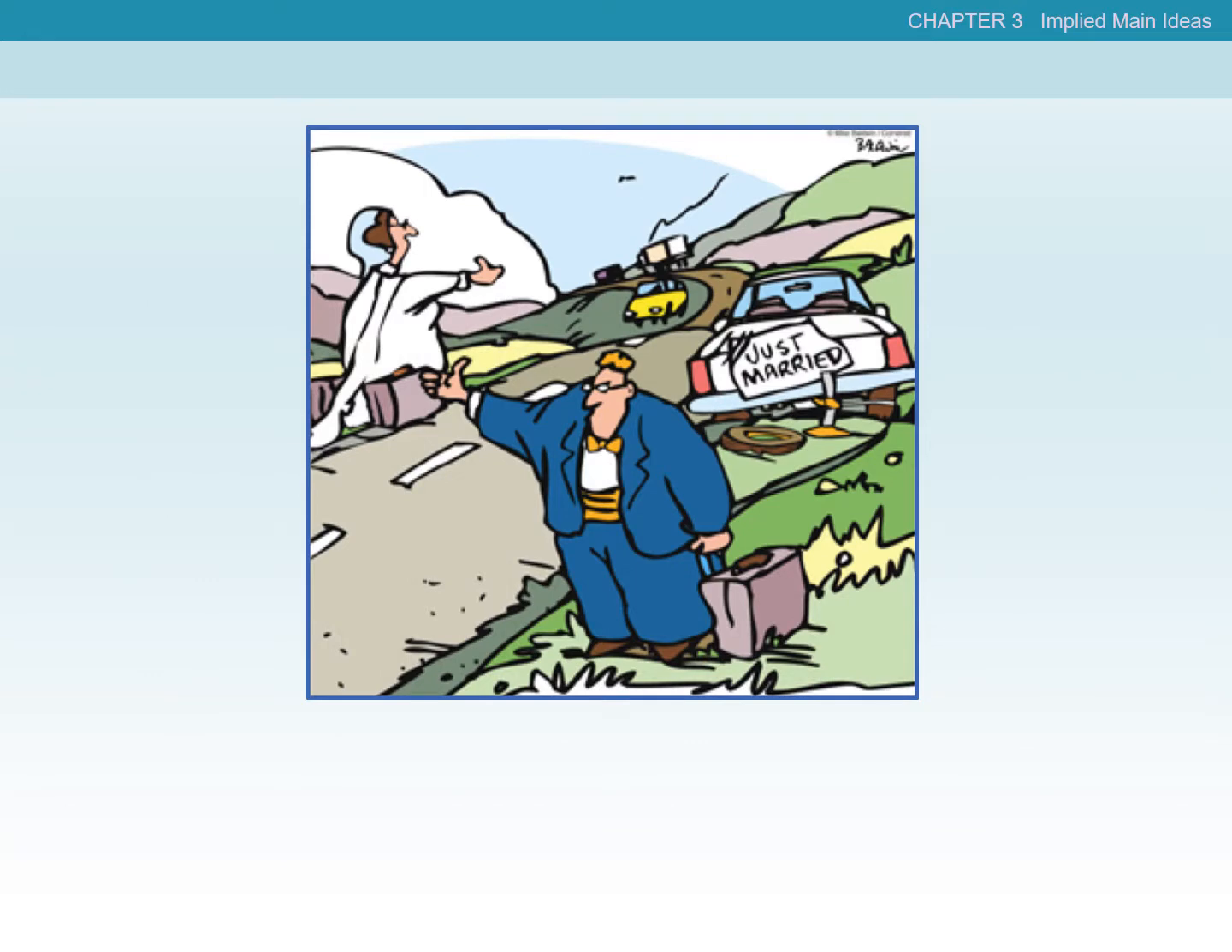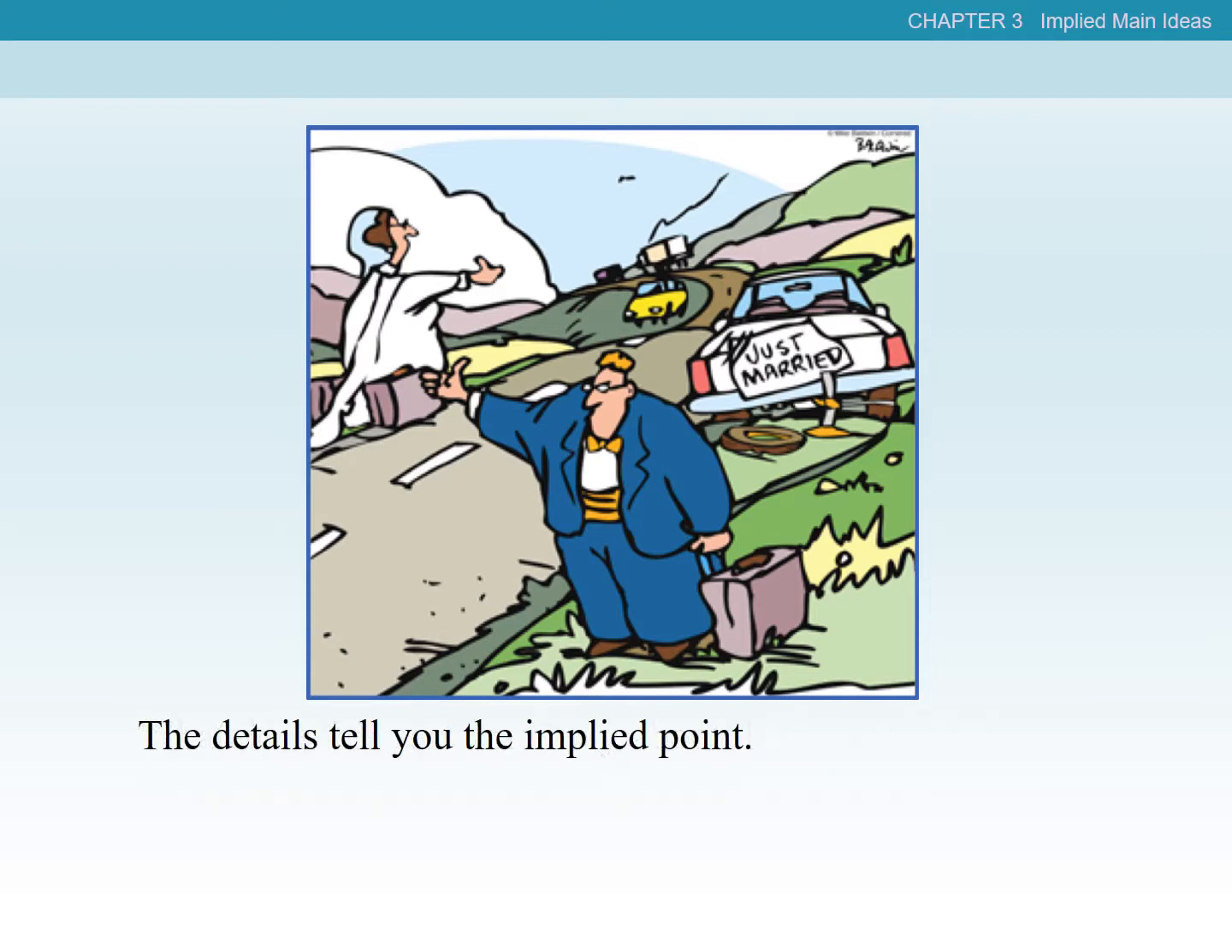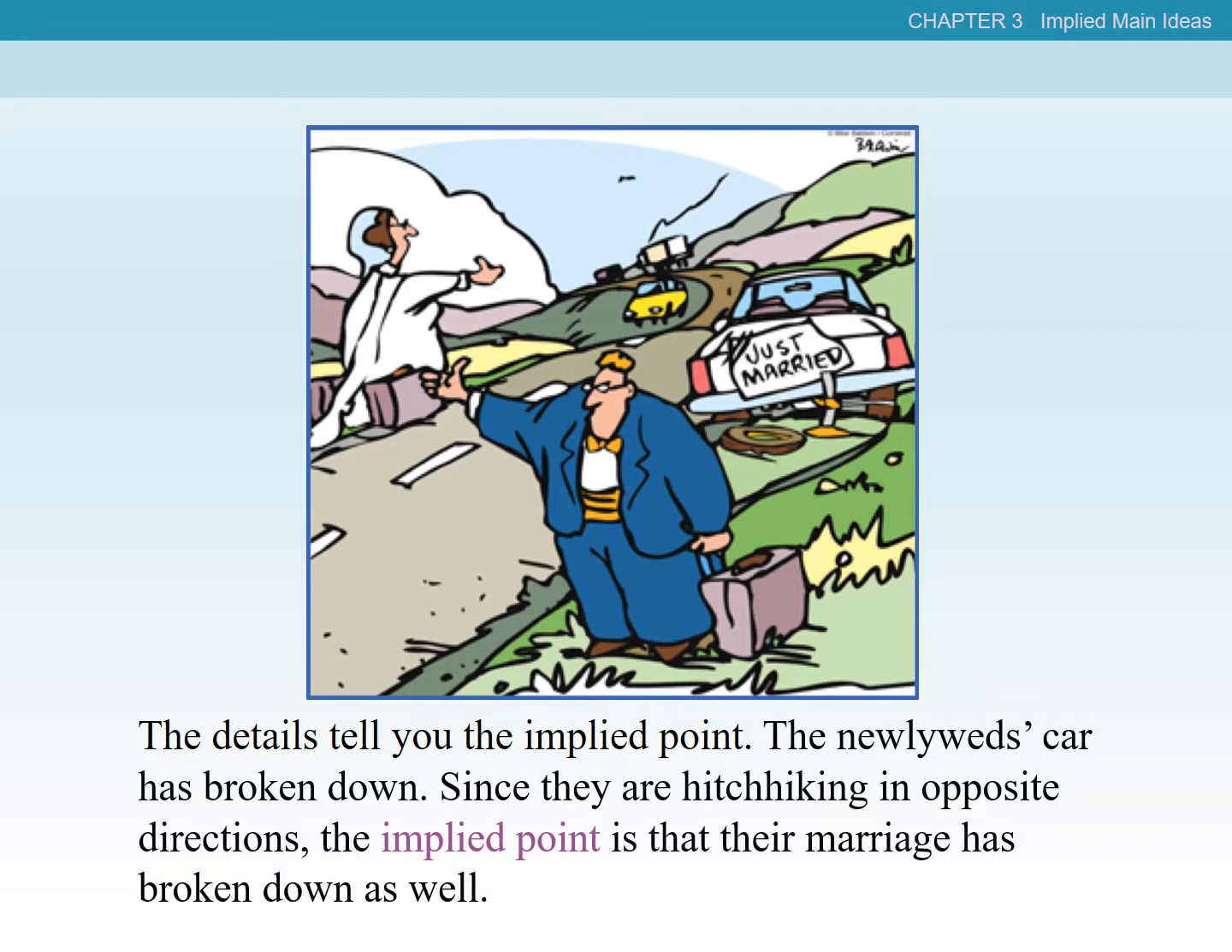So we can look at this image with no words, or with just the words on the back of the car, and we can see what the implied main idea might be. So their car has broken down. We know they're newly married. So the details that we can look at and notice tell us the implied point. The car has broken down, and they are hitchhiking in opposite directions. The implied point is that their marriage has broken down as well. Another hint is that it looks like they have scowls on their faces.